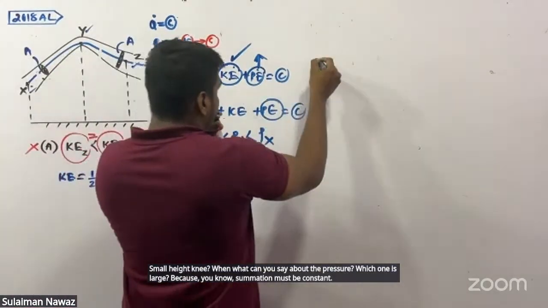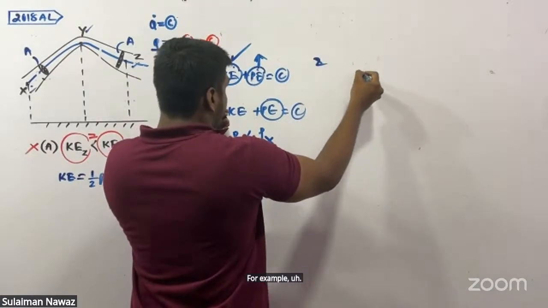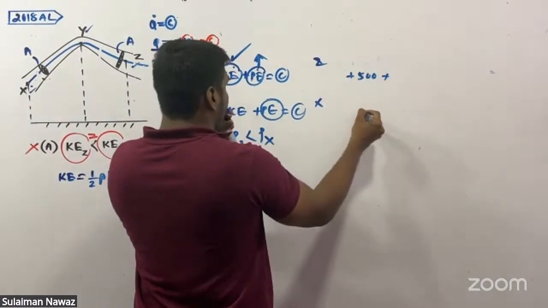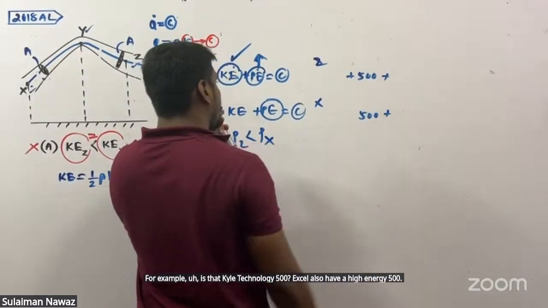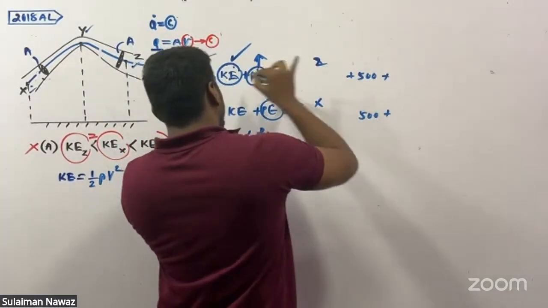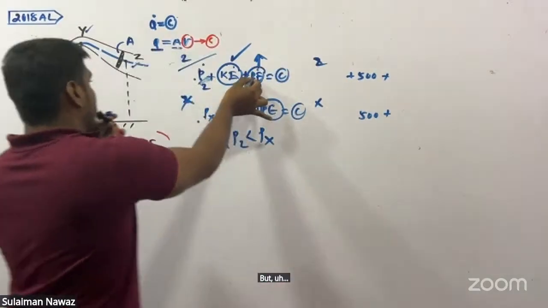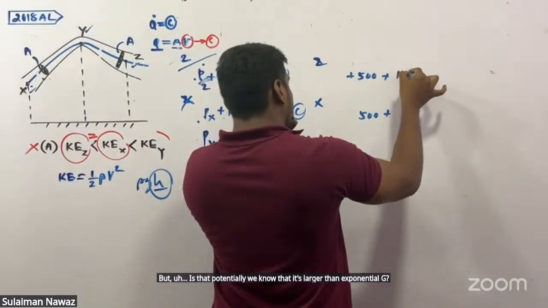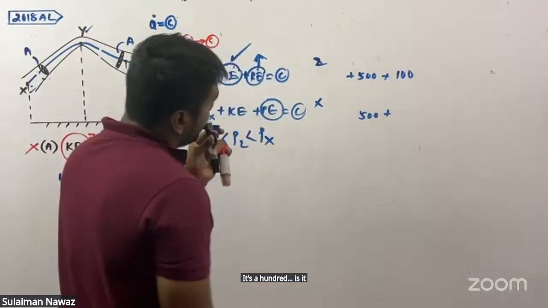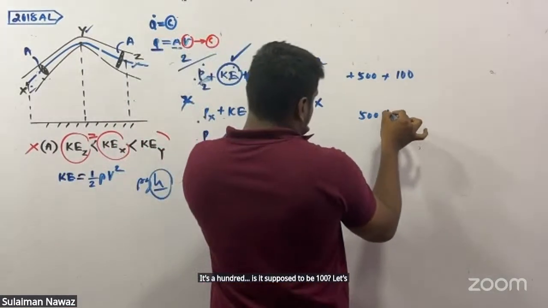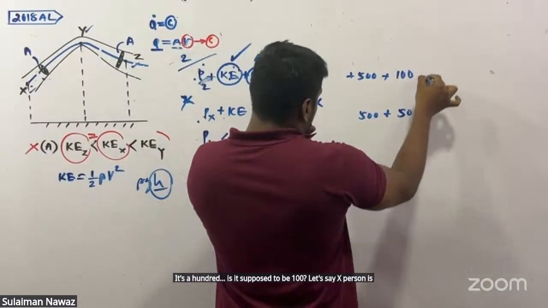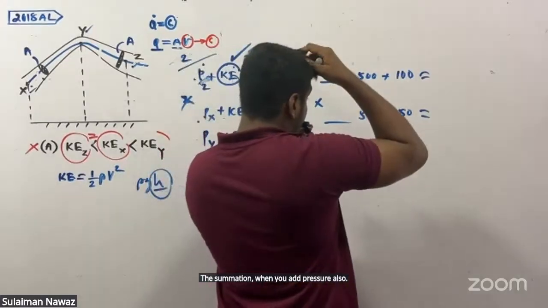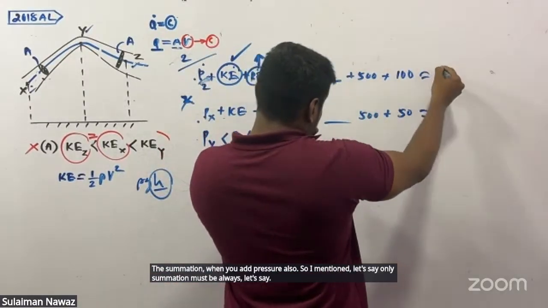For an example, Z's kinetic energy is 500. X also has kinetic energy 500. But Z's potential energy, we know that it's larger than X's potential energy. Let's say Z's potential is 100. Let's say X's potential is the lower one, 50. When you add pressure also, the summation must always be, let's say, 700 for an example.